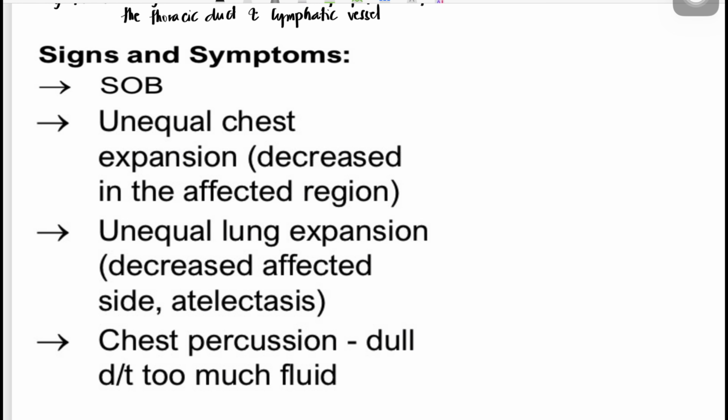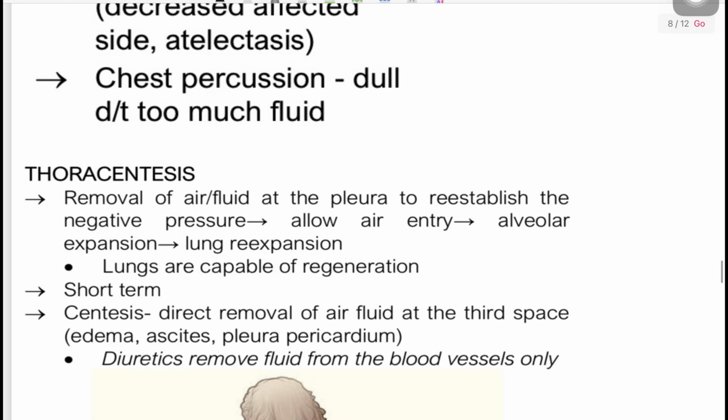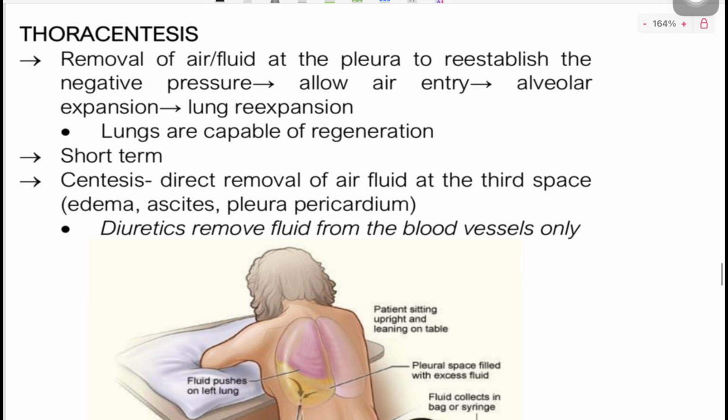And normally, ano ba dapat ang maririnig natin dyan? When we percuss the lung, it should be resonance. Kasi, di ba, there is an air. Pero dahil fluid yung nandun, ang maririnig natin is dullness, when we percuss. Now, for its intervention, ang gagawin dyan is thoracentesis.